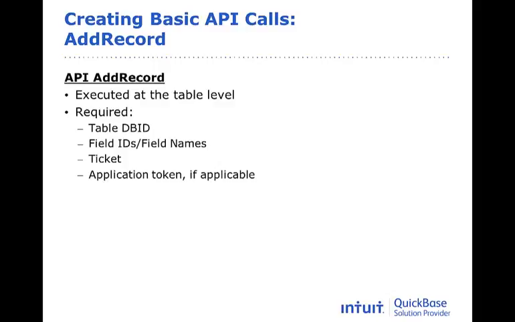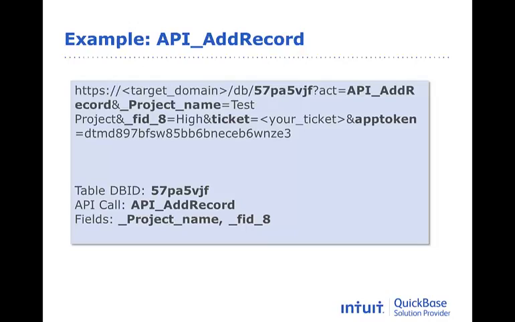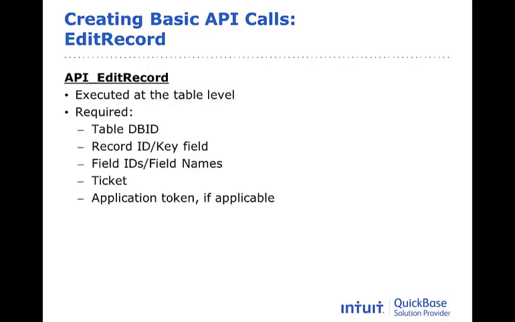Here's an example of an API add record call in URL form. The required parameters are highlighted. API edit record can be used to edit a particular record in a table. This call requires everything that API add record required, with the addition of the record ID or custom key field parameter.